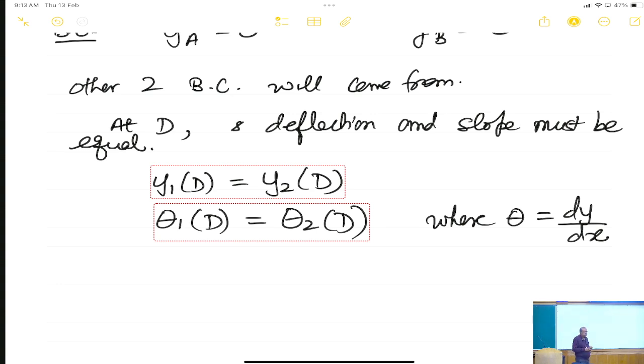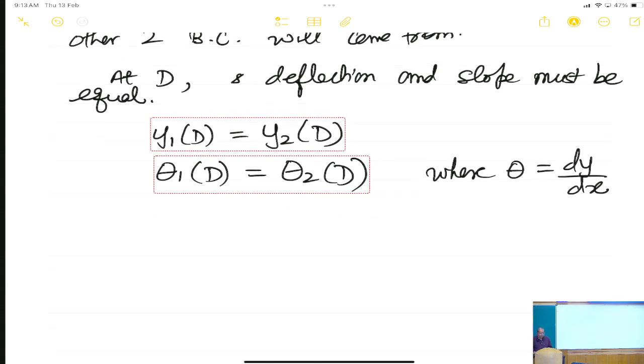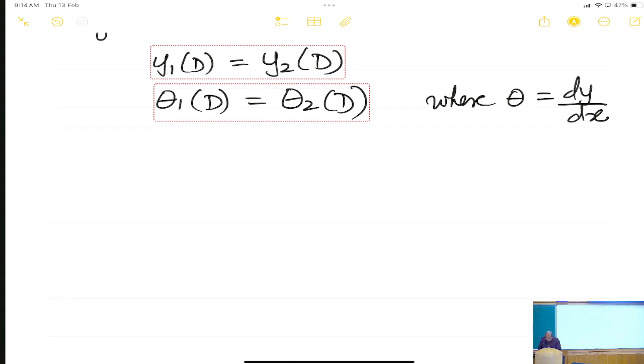Okay. So, this is how you will be able to solve all statically determinate problems. Let us take an example.